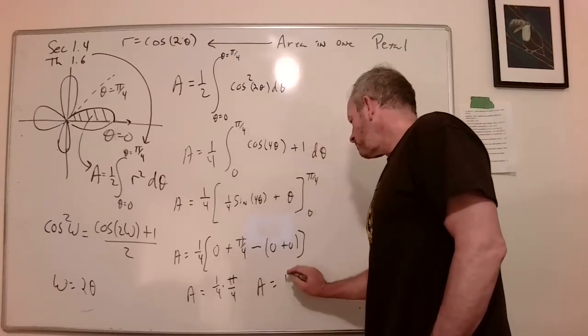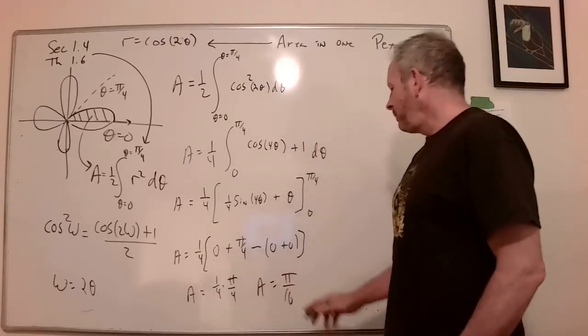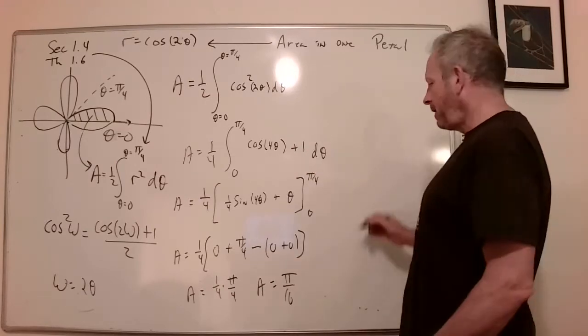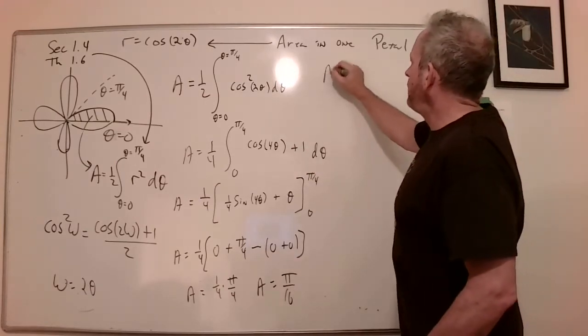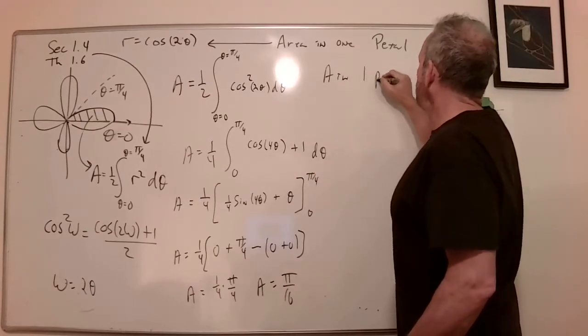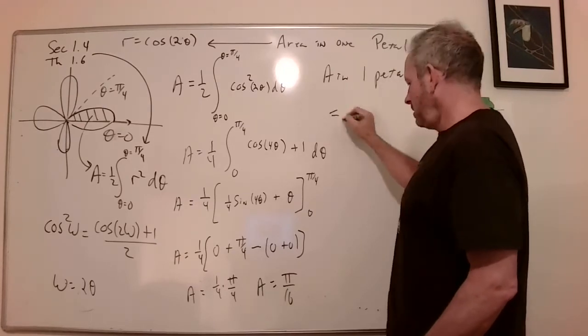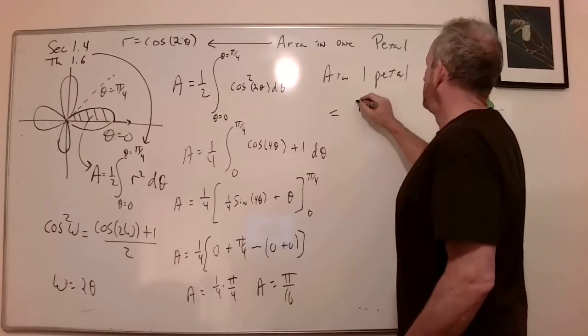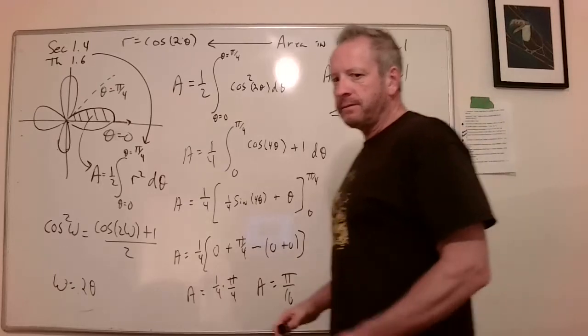And so that area is pi over 16, but we have to double it because that was just half a petal. So the area in one petal is equal to twice this, or pi over 8. Okay.